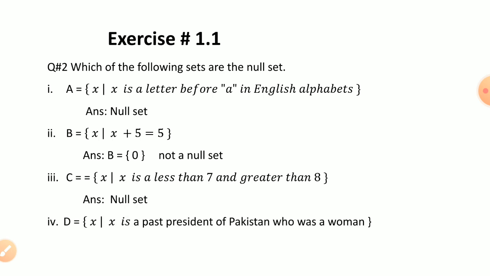Next one, X such that X is a past president of Pakistan who was a woman. Do we have a woman in history who was the president of Pakistan? No, we do not. We have a prime minister, but we do not have a president of Pakistan who was a woman. So the set D will be a null set.